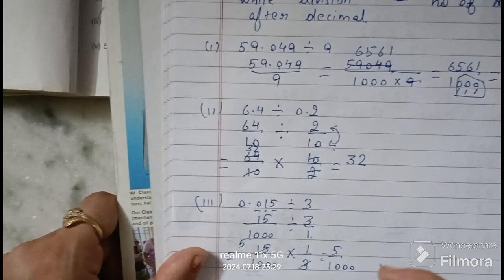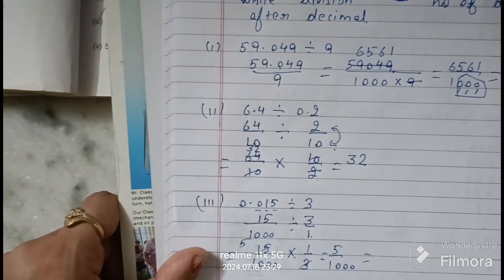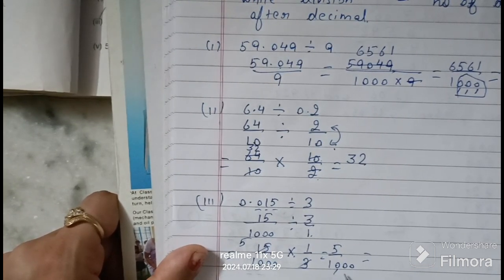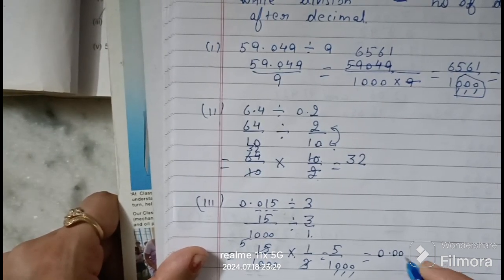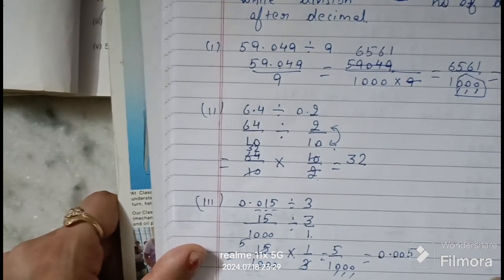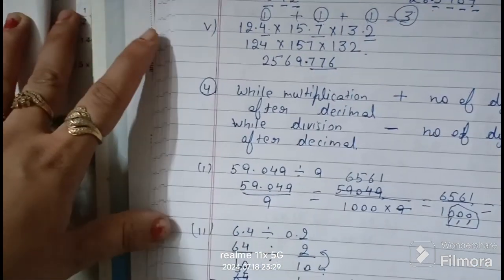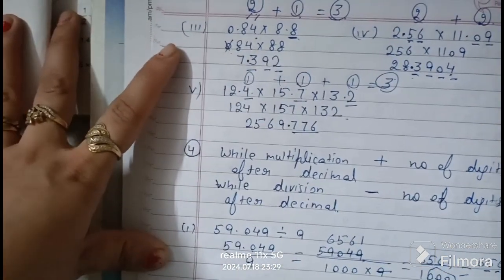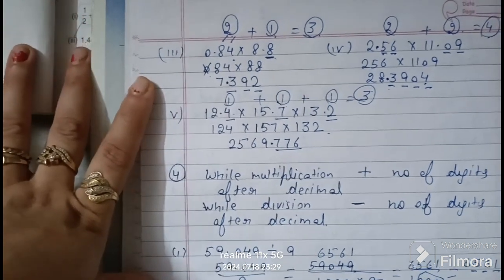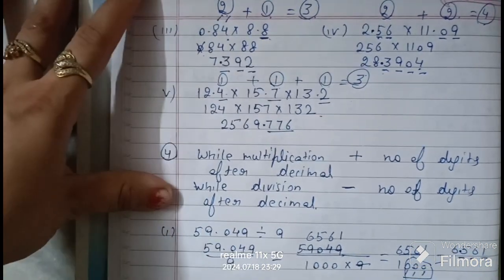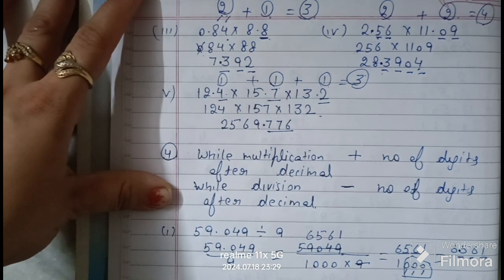So I have to put 3 digits after the decimal sign. Let's move on to the next question. The fourth part says 0.014 divided by 12. Okay, I'm going to repeat the same process.